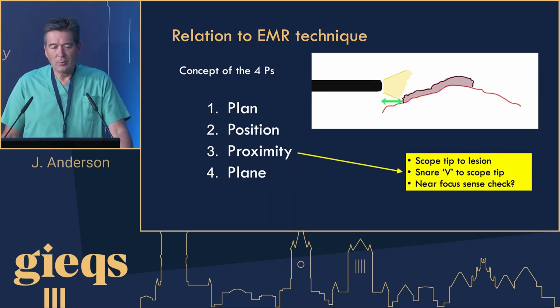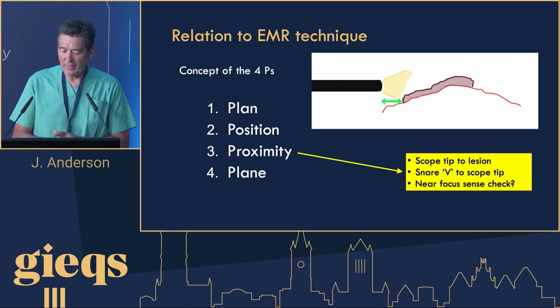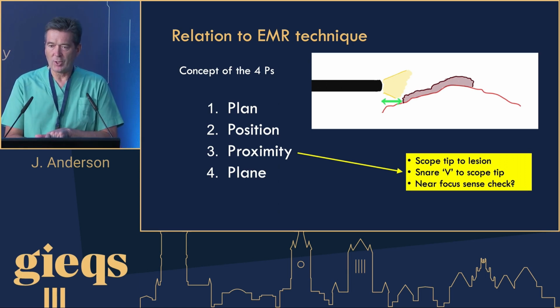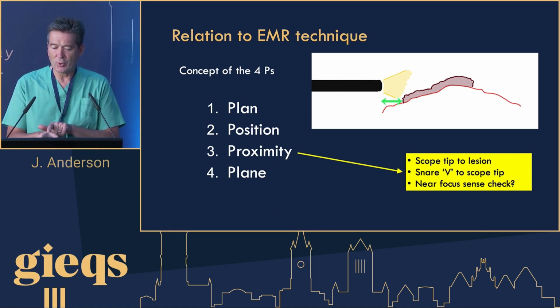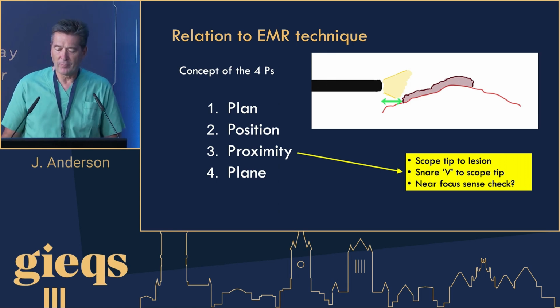So in relation to the EMR technique, you want proximity. What I mean by that is the distance between the tip of the instrument and the beginning of the lesion. That enables you to place the V of the snare. And we talked about language. The V of the snare is really where you've got the catheter sheath and the snare coming out of the catheter. So the snare is fully deployed, but you haven't got the extension. You've just got the V there. And that allows you to place the V very accurately down on top of the lesion.